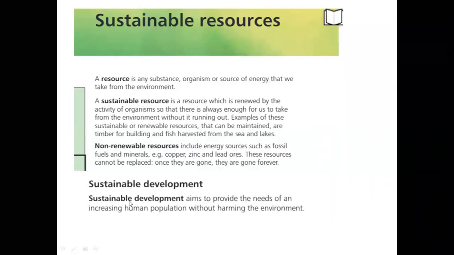Okay, now humans should do development. Such development is needed without harming the environment. What is that called? That is sustainable development. Sustainable development aims to provide for the needs of an increased human population without harming the environment. For example, we should recycle material so that we do not harm our environment, so that we decrease the use of these resources, so that we decrease pollution.